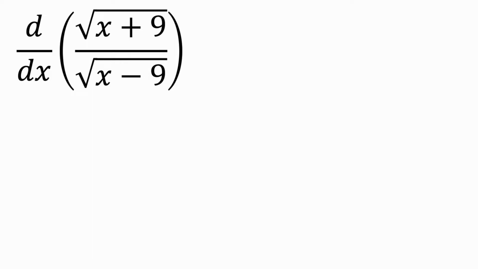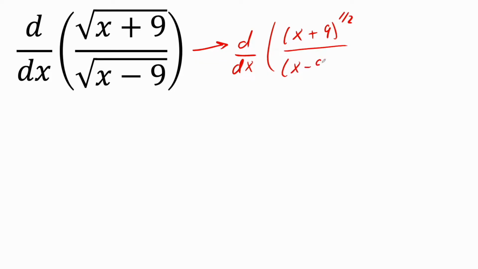Okay, in this video, we're going to solve this problem right here, and so let's begin. So first, what I'm going to do is actually rewrite what we have. So instead of having this radical form, we could say we have (x + 9) raised to 1/2, divided by (x - 9) raised to 1/2. And in this form, it's going to be easier to use the quotient rule.